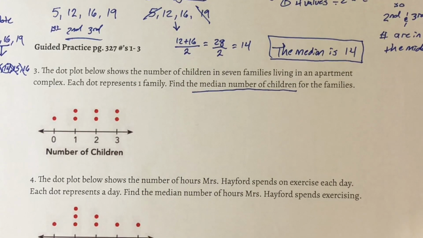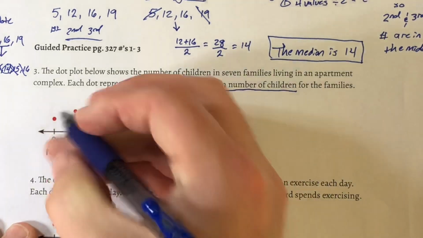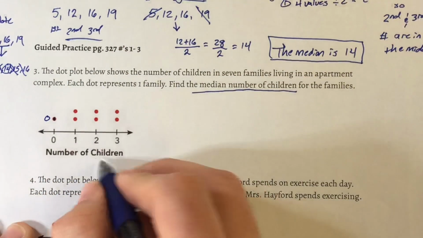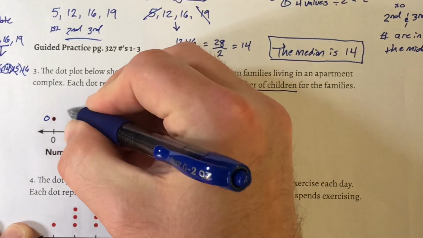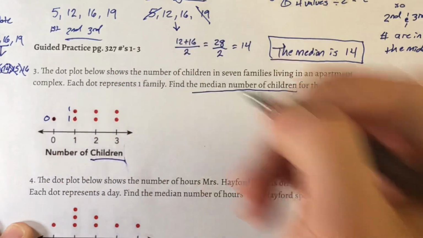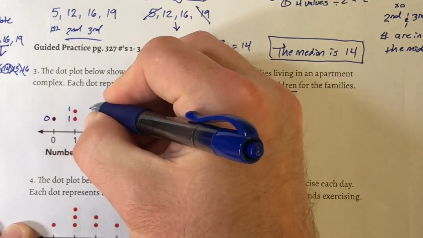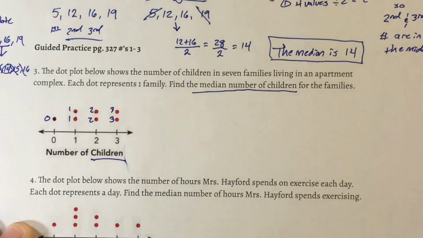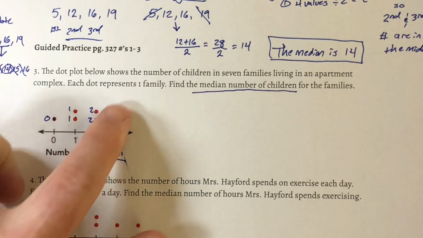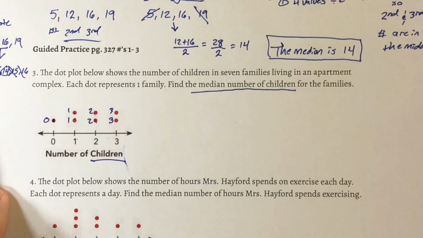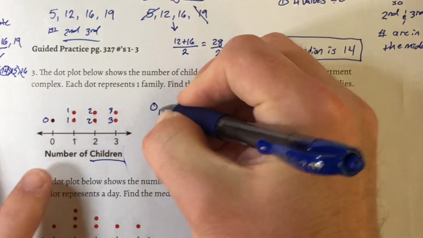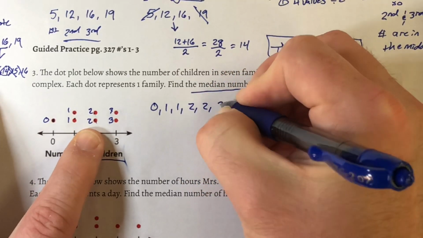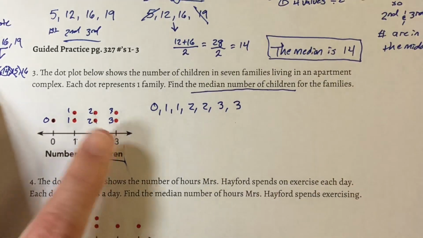First, we need to see what our numbers are and list them from least to greatest. So this dot right here, that means one family has 0 children. These 2 dots means 2 families each have 1 child. These 2 dots, these families each have 2 children, and these families have 3 children each. So these dots are numbers of children. So those are our numbers that we're going to list from least to greatest. So I have 0, 1, 1, 2, 2, 3, and 3.